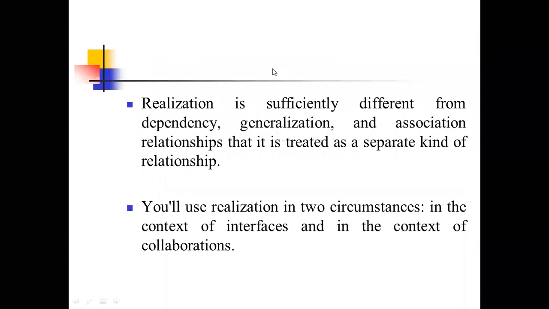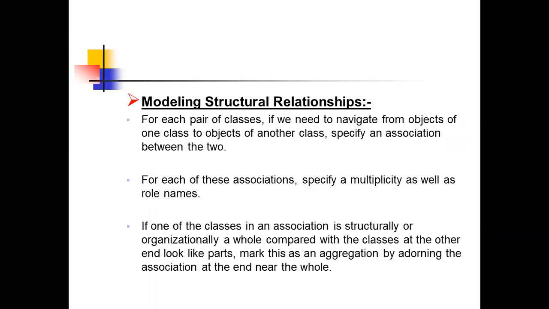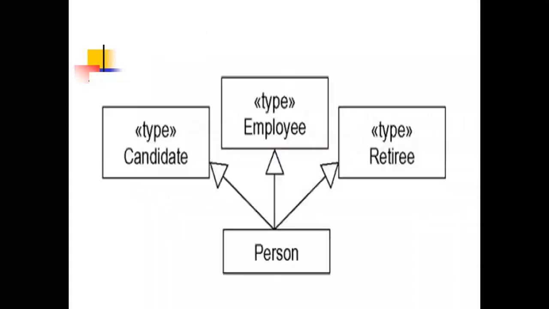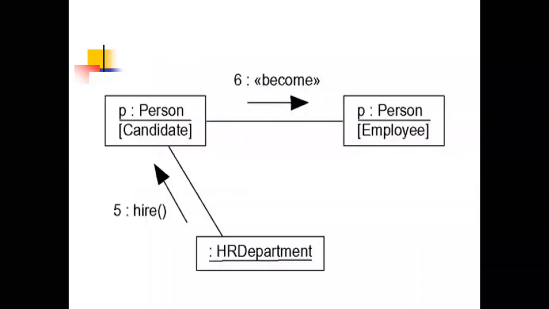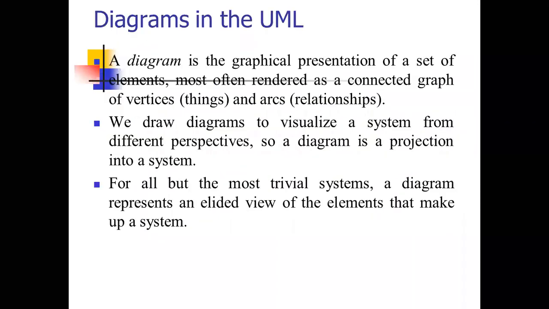Here we have seen the realization also. Then we have seen the types and rules. What is a rule here? The behavior of an entity. So this is the revised version of your third chapter. Then we have seen the diagrams in UML. We have seen the constraints and stereotypes.